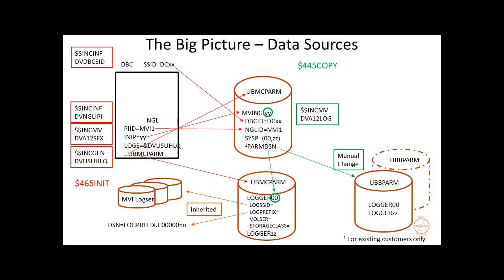All configuration is done through jobs generated during the OSI cust process. No MainView configuration jobs are generated into the MainView staging library. The $445 copy job generates the parameter members, and the $465 init job stores the required XML definitions to the DBC repos file.